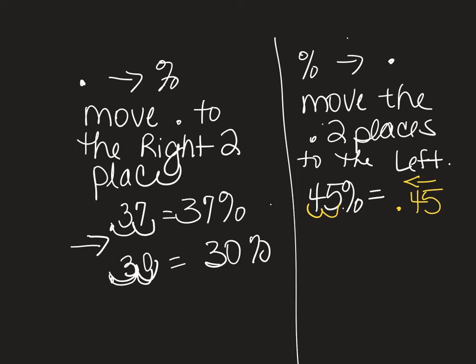Okay? Now, let's say that we would have 4%. We're going to move our decimal still to the left, and you're still going to go 2 places. And it would be 0.04 is your new decimal.